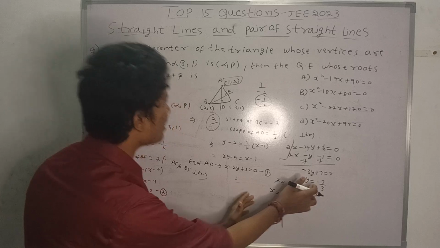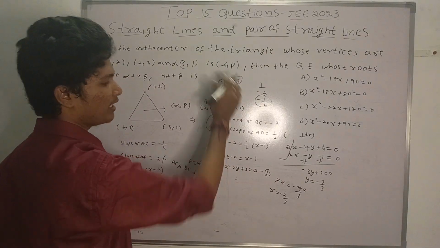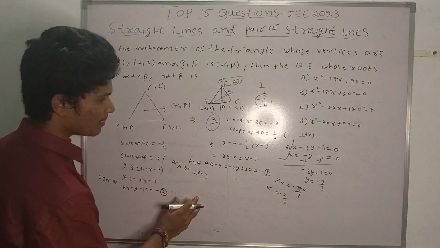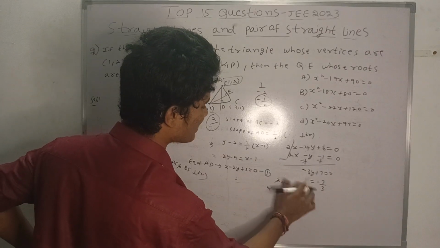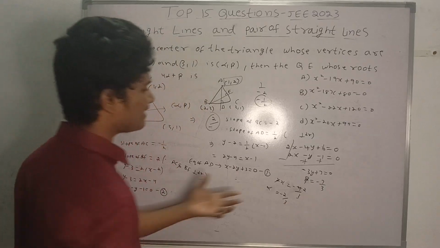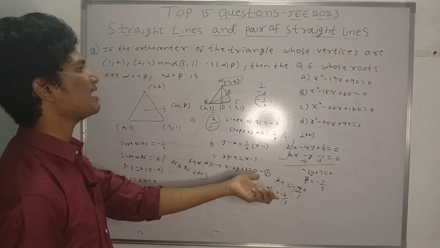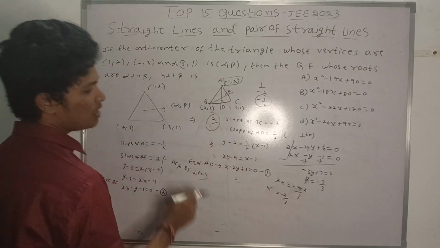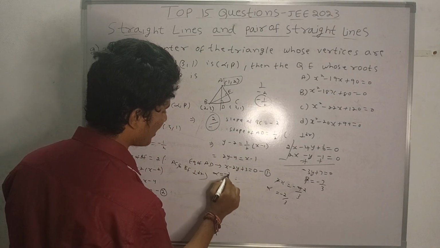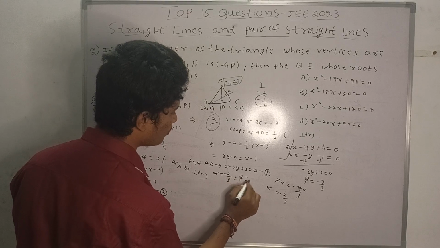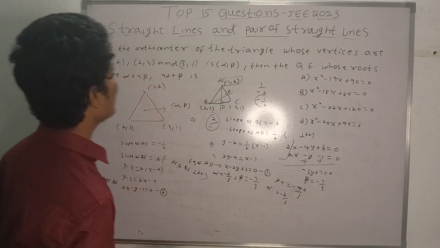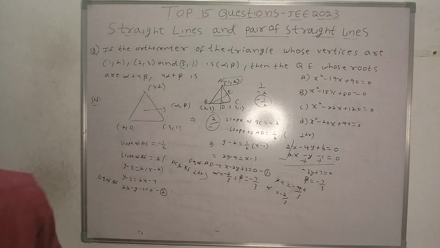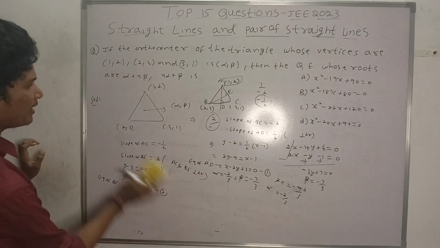Basically, what are these x and y? This is the orthocenter only. So I can replace x as alpha and y as beta. Basically this is the point of intersection of altitudes, and the point of intersection of altitudes is the orthocenter, given as alpha beta. So alpha equal to minus 2 by 3 and beta equal to minus 7 by 3. And now they are saying the quadratic equation whose roots are alpha plus 4 beta, 4 alpha plus beta. So this part is completed.